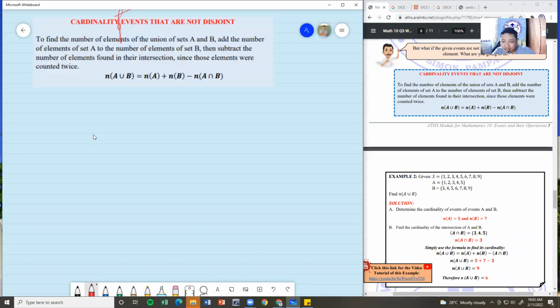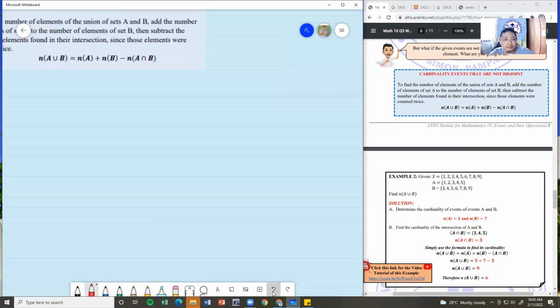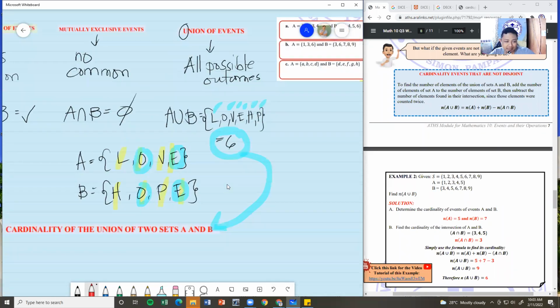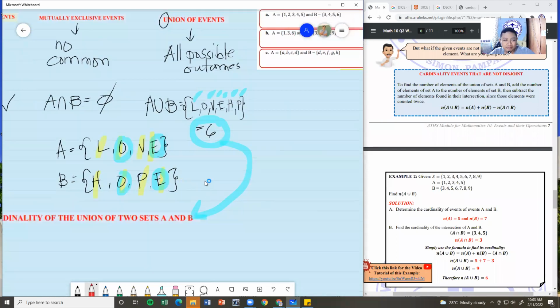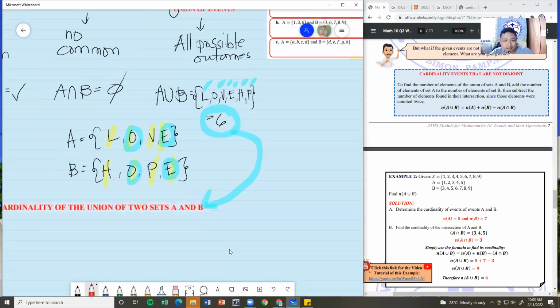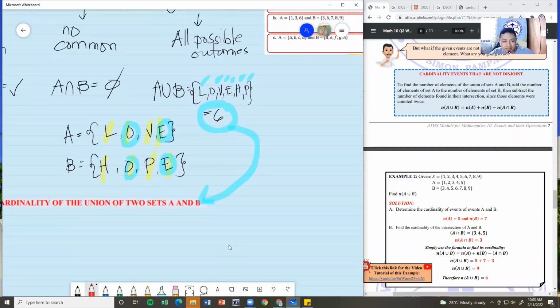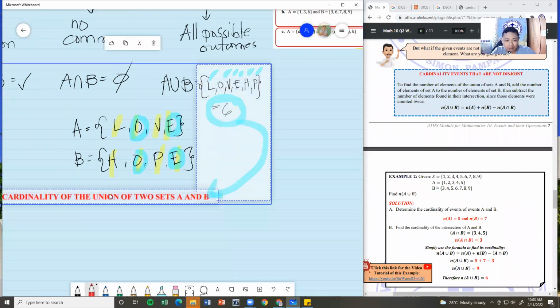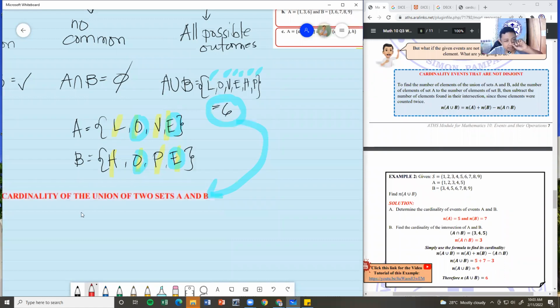Actually, we've been doing this already. Natatandaan niyo yung example kanina, yung balik natin. Here. Ayan. This is actually what we did here in this example, focusing here, is actually cardinality of events that are not disjoint. Meaning sabihin, aalisin natin yung mga ka-intersection nila. How is that? Let's do this here.